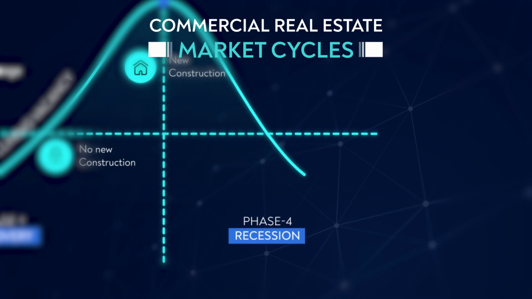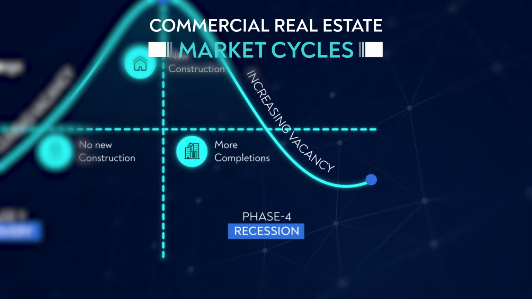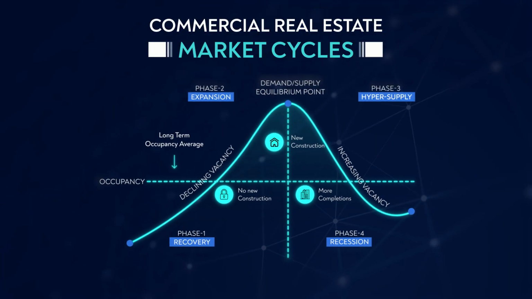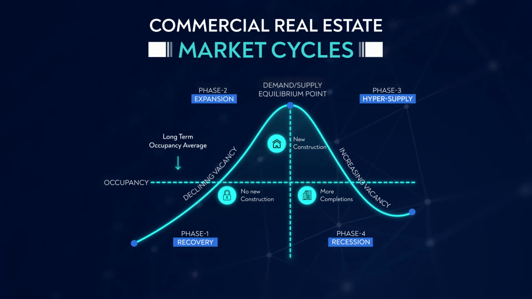In the recession phase, vacancy rates climb, property values decline, and rents may drop. In this phase, the market is correcting itself as the oversupply created in hypersupply finally takes its toll. Savvy investors keep their eyes open here for discounted properties, recognizing that the next recovery phase is just around the corner.